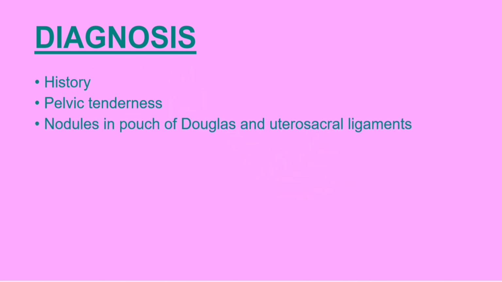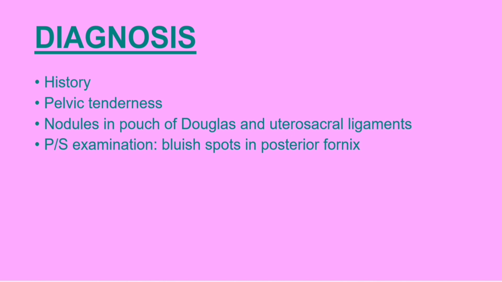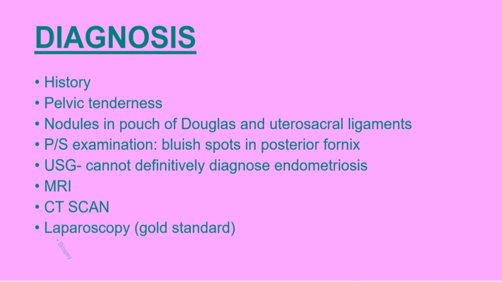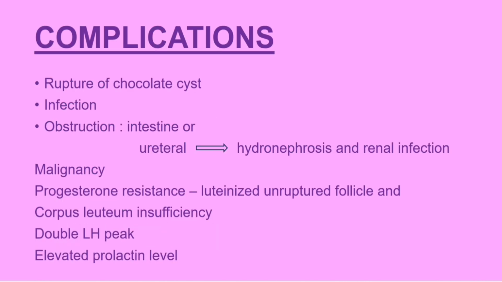For diagnostic purpose, taking patient history is very important, like symptoms of dysmenorrhea, dyspareunia, altered bowel habits, urine frequency, bleeding from other sites. Then pelvic tenderness will be present, nodules in pouch of Douglas, and uterosacral ligament. On doing per speculum examination, we can see bluish spots in posterior fornix. USG is not so important. MRI, CT scan, and laparoscopy is a gold standard. Biopsy.